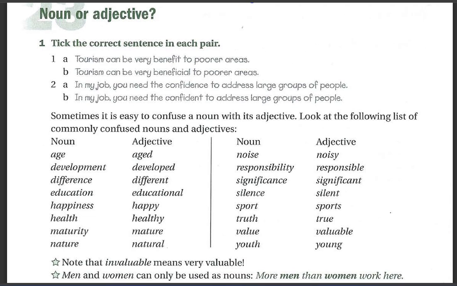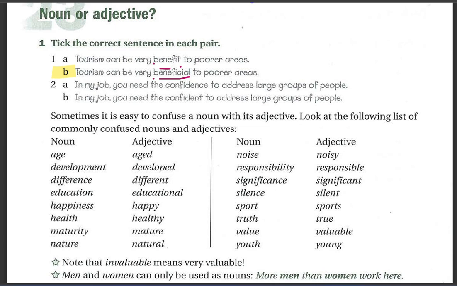Noun or adjective. So these units are more about the part of speech. The previous one was about adverb and adjective, and now it's about noun or adjective. Look at part 1. The first question. A. Tourism can be very benefit to poorer areas. B. Tourism can be very beneficial to poorer areas. Which one is correct? Very good. Beneficial.